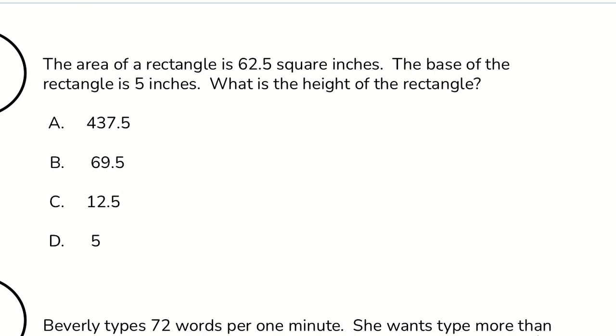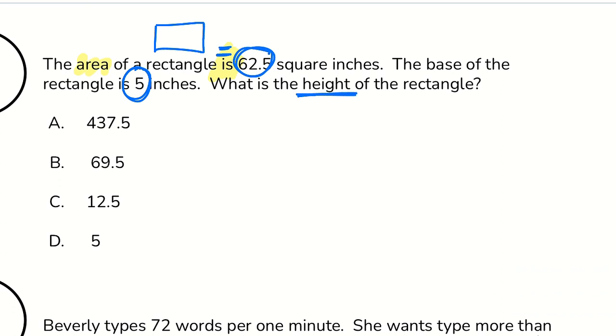The area of a rectangle, we know what a rectangle looks like, is 62.5 or 62 and 5/10. And I also saw the word what, Miss Kemp? Area. What? Okay. Yes. An area. I was looking at the answer choices like good students do. Oh, good. It is 62 and 5/10 square inches. The base of the rectangle is 5 inches. We want to know what the height is.